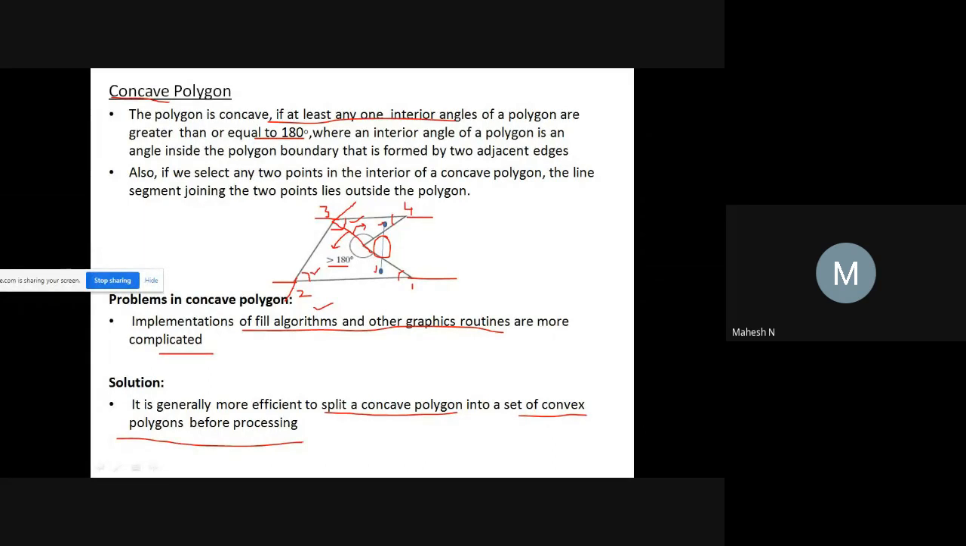So as soon as I see the polygon, I will understand which polygon is convex and which is concave, right? But how to make my computer understand which polygon is convex and which is concave? That's a challenging task, right?